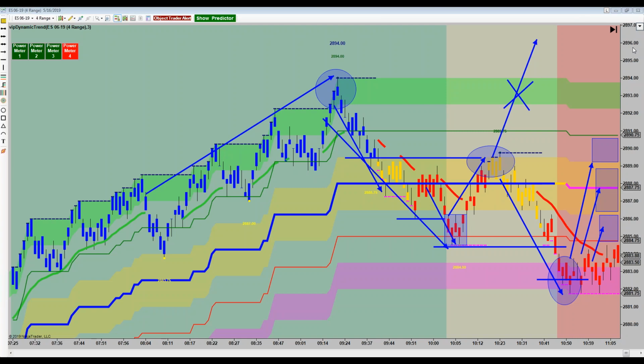Now, when you think you see a short setup that you would like to take on ES, I'm going to show this. We're watching it in real time, starting at 11:05 Pacific. And you type in the letter S. Very simple. S for short. Ready? Here we go.